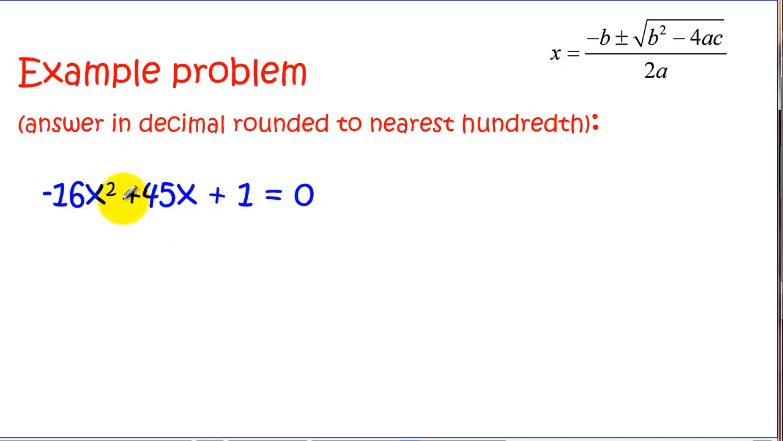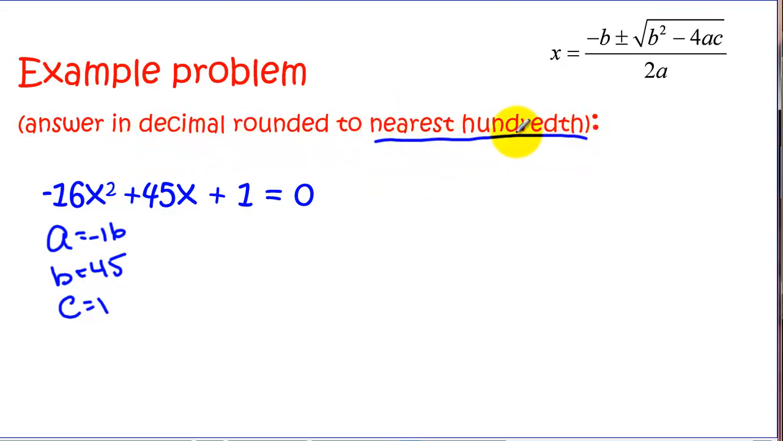So here we've got something with some bigger numbers. So here we have A is negative 16, B is 45, and C is 1. And this time we want to find a decimal answer rounded to the nearest 100th. Now there's actually going to be two answers likely, so we have to find both. So let's still substitute in.